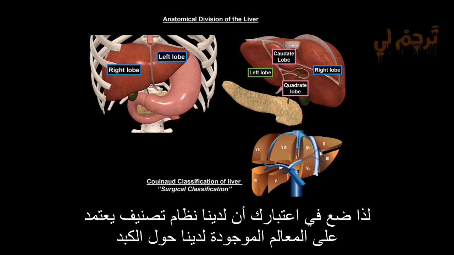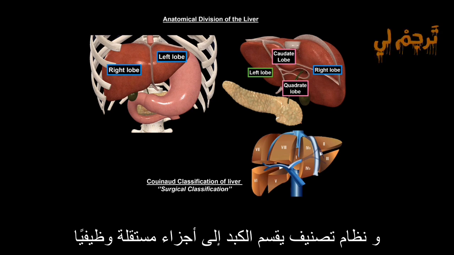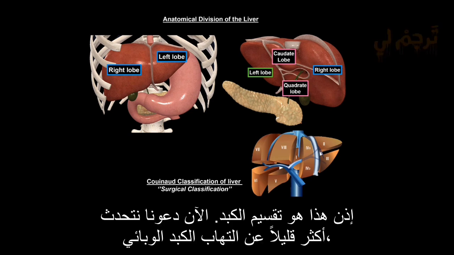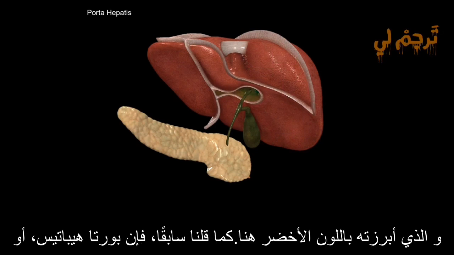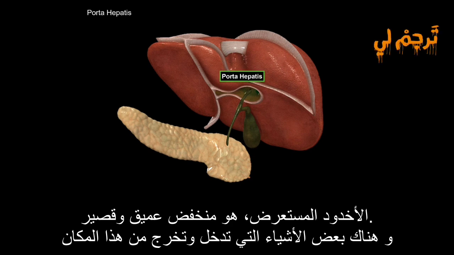So keep in mind that we have a classification system based on the landmarks we have on the liver, and a classification system that divides the liver into functionally independent segments. So that's the division of the liver. Now, let's talk a little bit more about the porta hepatis, which I've highlighted in green right here. As we said earlier, the porta hepatis, or the transverse groove, is a short, deep depression.